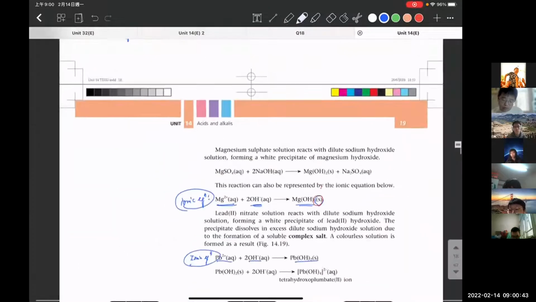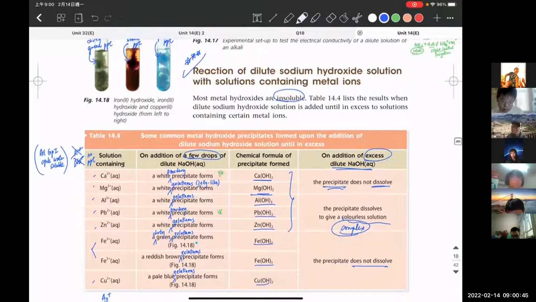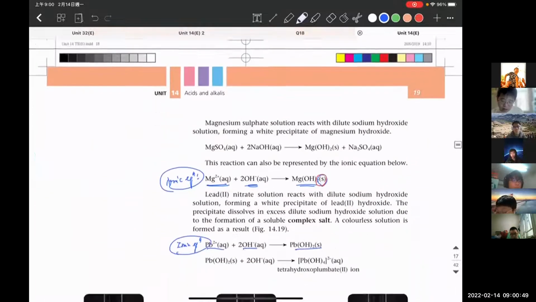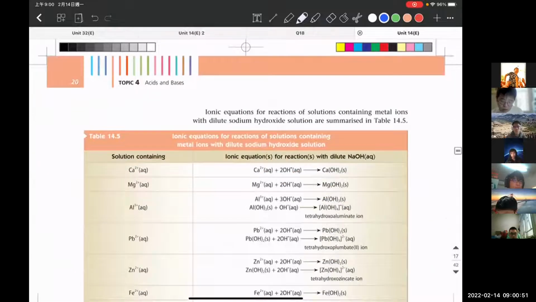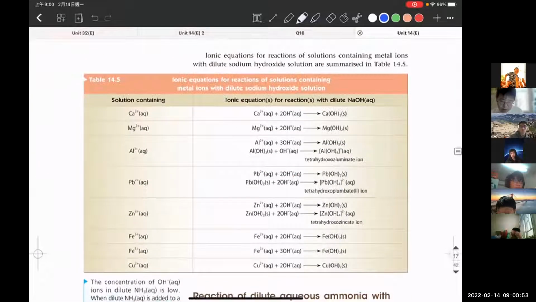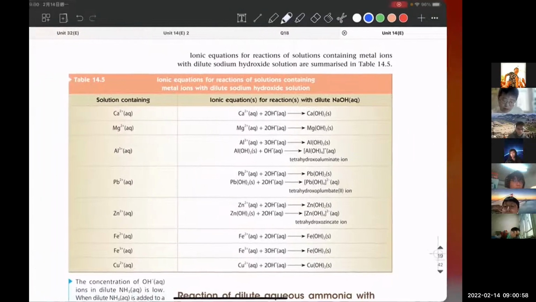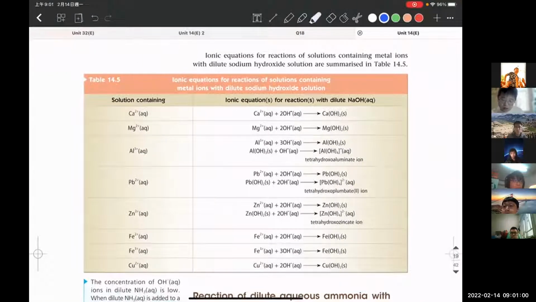Now, for example, if you want to talk about aluminium, lead 2, and zinc hydroxide, the chemical to be formed will be this. Okay, all of you, please mark it down. These 3 equations are very special. They tell you what happens when I add alkaline in excess. So that is the reaction.